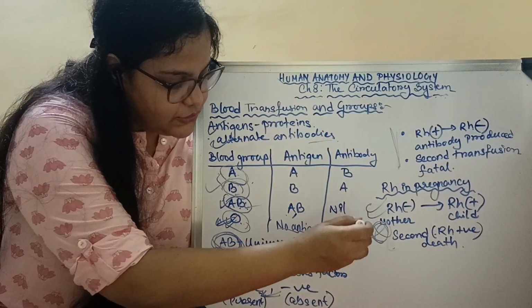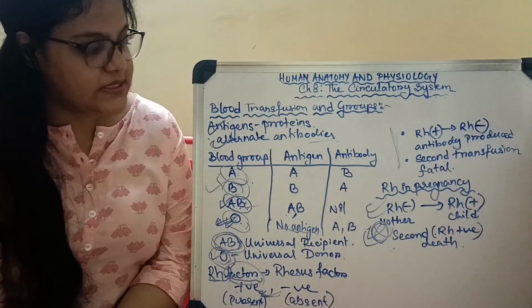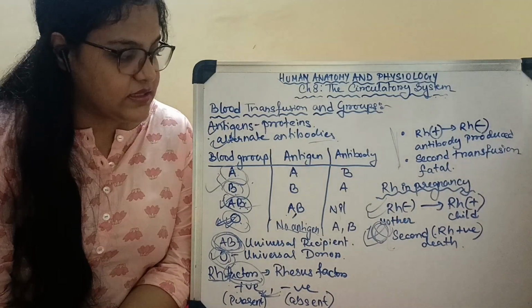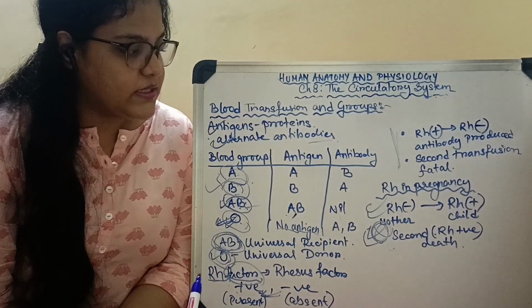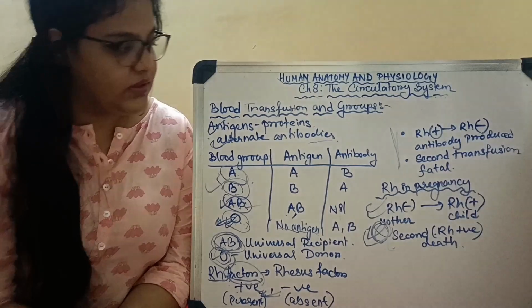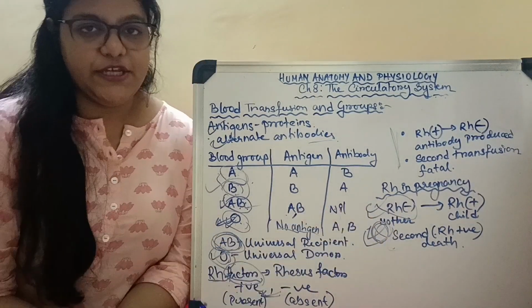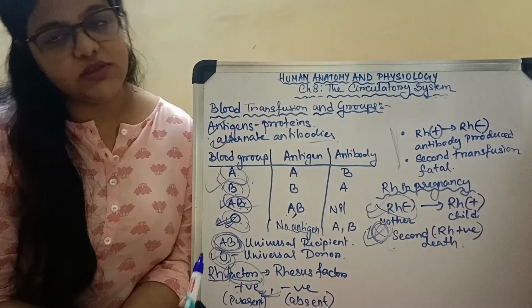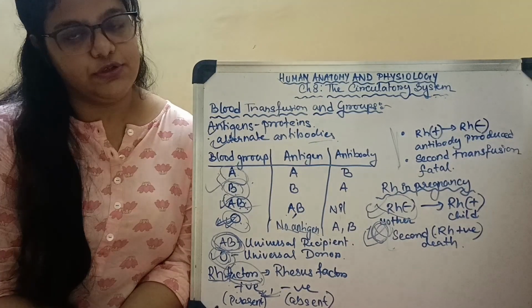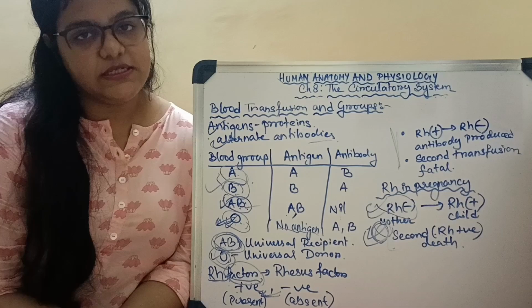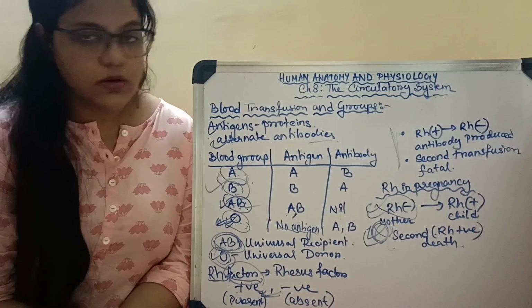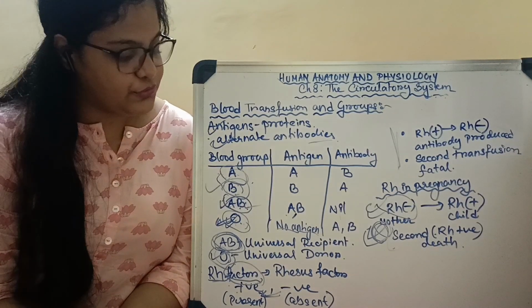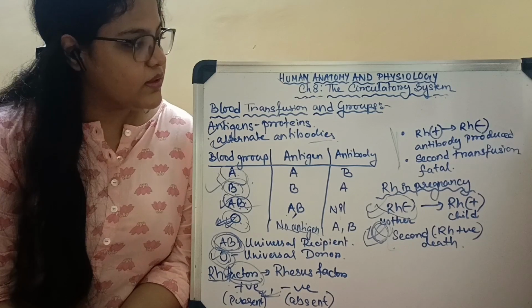So it should always be tested whether the child is Rh positive or Rh negative, if the mother is Rh negative. Otherwise it becomes a risk for both the child and the mother, and it may cause the death of the child also. Okay, clearly understood? I hope you don't have any problem with this.